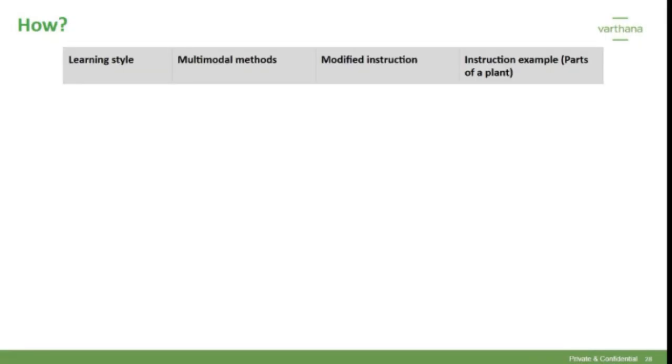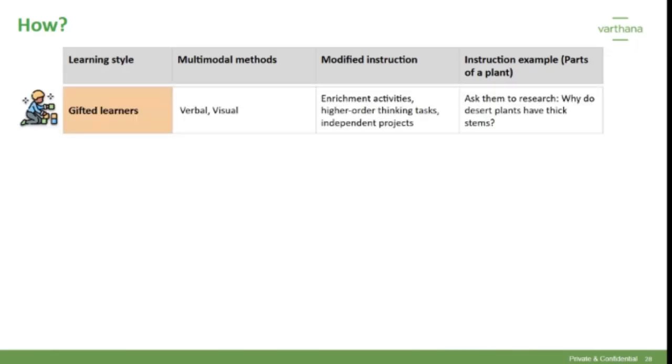So in the same way, how do we do multimodal teaching for students with special needs? So for gifted learners, usually it's again a mixed method for them. And basically whatever activities you incorporate in your lesson plan and for the classroom, it should have a lot of enrichment activities, higher order thinking tasks, and independent projects also. Maybe for these one or two students, you can give a special project also for them to work on.